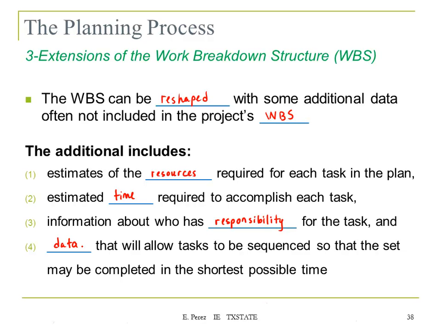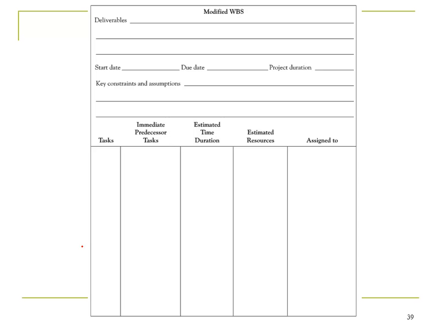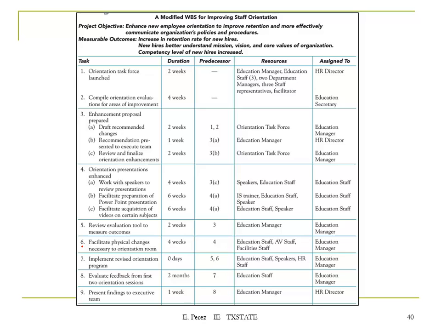And this modified work breakdown structure follows some of those ideas. So here's an example. Instead of having that tree, we're going to have a list of tasks, and we're going to have the predecessor of each one of the tasks. So if you have task 1 and you need to complete something else before you start working on that task, you're going to list that predecessor here. You're going to have the time, duration, the resources that you need to complete that task, and who is responsible for that task. And on the next slide, we have an example.